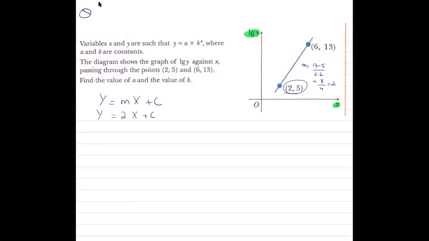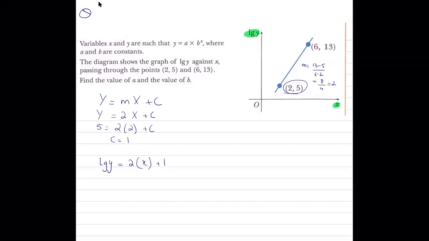Now this coordinate (2, 5) is the coordinate for capital X and capital Y. So c comes out to be 1. I made a mistake, I took one coordinate from this and then from the ending point. So lg y is going to be equal to 2 times x plus 1. That's the equation. lg y equals 2x plus 1.